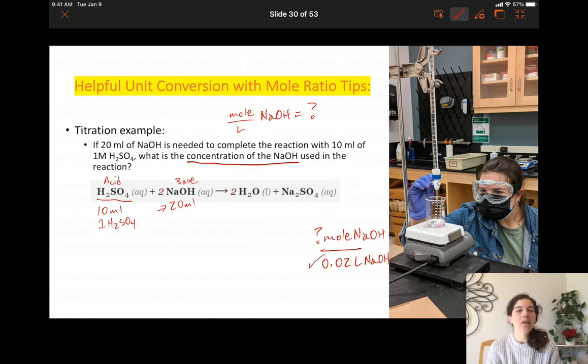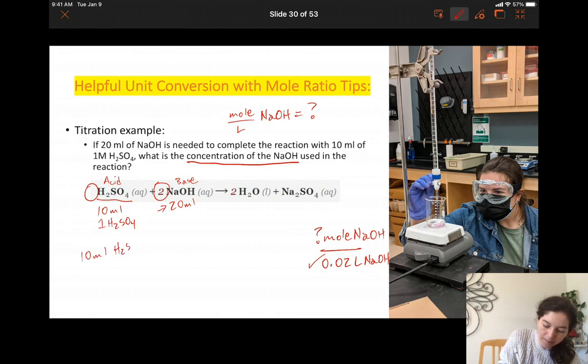We're good. In order to find moles of NaOH, we have to know the moles of our acid because we're going to use our mole ratio to get there. Okay, so let's solve for that first. So I'm going to task you with the same problem. Take the 10 milliliters of your H2SO4 and your 1 molar H2SO4 and tell me how many moles of H2SO4 do we have?